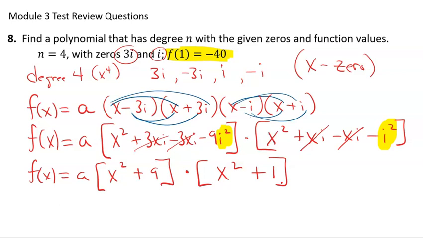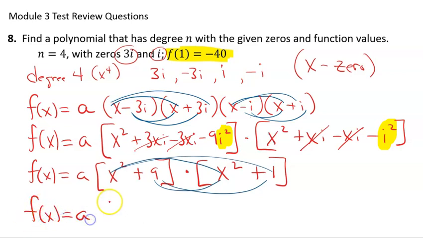Okay, this looks a little bit better. Do you know what I'm going to do next? I got to FOIL again. I got to multiply x squared times x squared, x squared times 1, 9 times x squared, 9 times 1. Let's do it. So f of x equals a. I'm worried about a later. X squared times x squared is x to the 4th. X squared times 1 is plus x squared. 9 times x squared is plus 9x squared. 9 times 1 is plus 9.